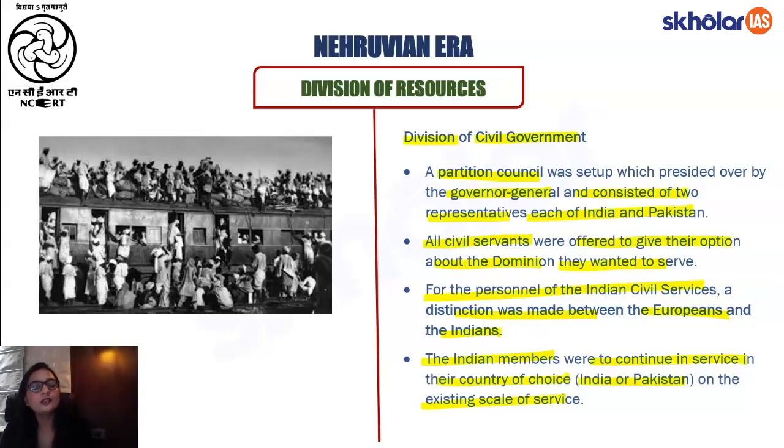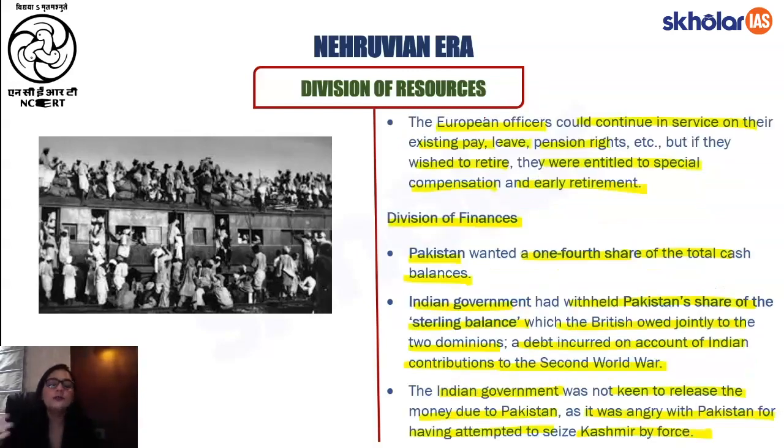Next, students, we had understood that after partition, how the resources were to be divided between both the dominions. As a part of this, we had understood how the civil government had to be divided, wherein the Indian civil servants were given a choice to either join the Pakistan Dominion or the Indian Dominion. Here, students, an advantage was given to the European officers, wherein if they wanted to retire, they were given a special compensation, and that is not something which was given to the Indian civil servants.